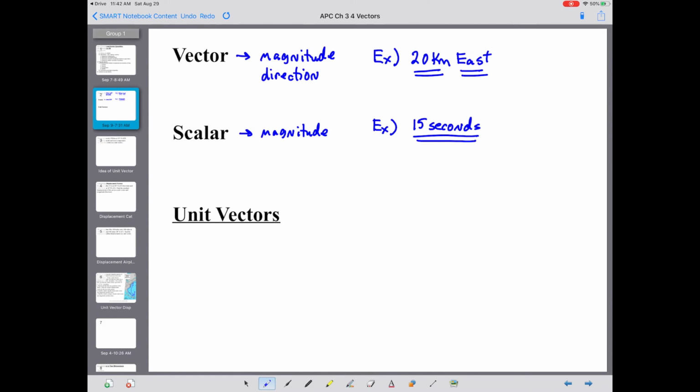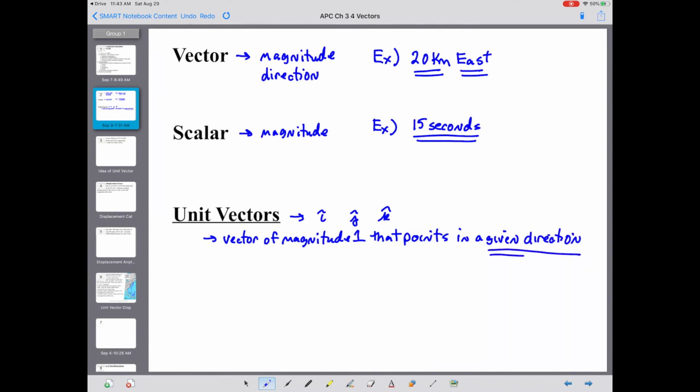Everything we did with vectors last year will apply, but the key difference this year is the use of unit vectors. Our unit vectors are i, j, and k. And the basic idea of a unit vector is it is a vector that has a magnitude of 1 that points in a given direction. And typically those given directions are your x, your y, and your z direction. So then the i unit vector points in the x direction, your j unit vector points in the y direction, and your k unit vector points in the z direction.